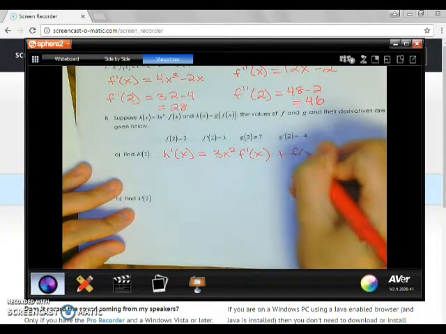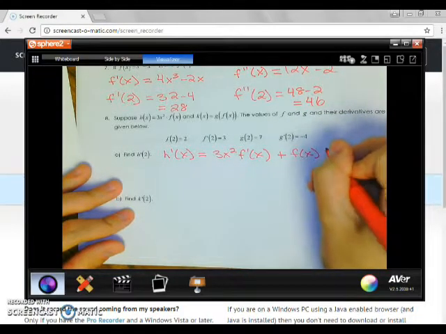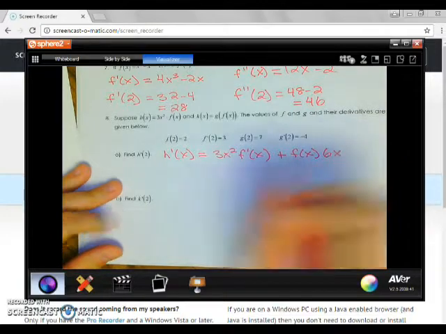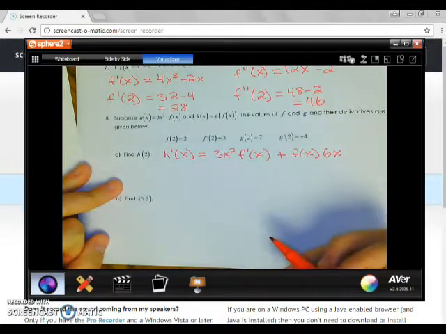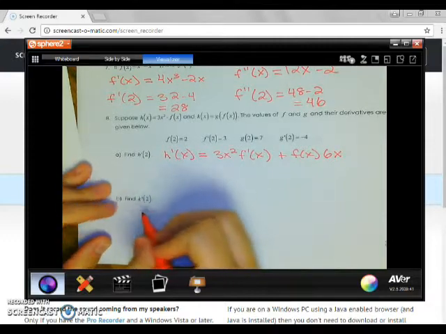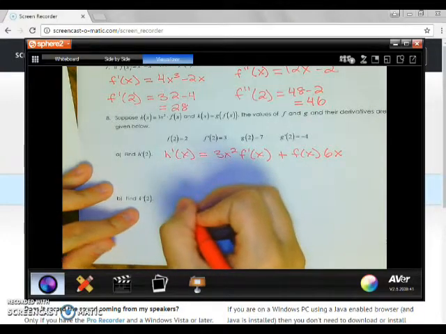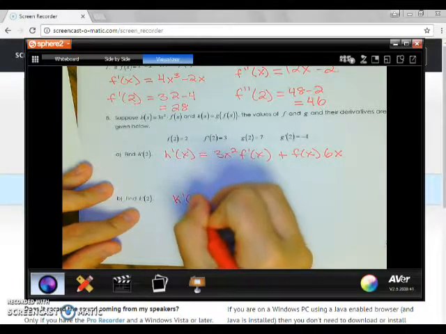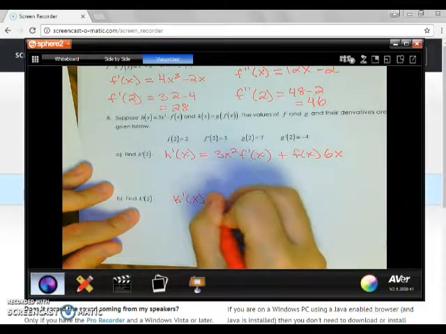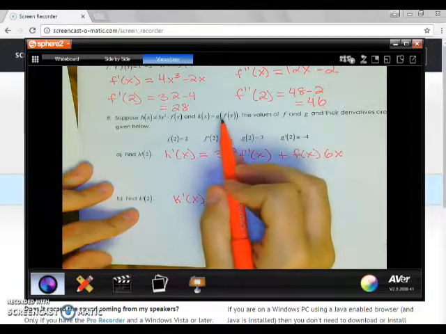Plus the second times the derivative of the first, which is 6x. And then from there you would go ahead and plug in. And again, I'll put the answer online. K is the interesting one though, because to figure out the derivative of k with respect to x, you're going to have to use chain rule.